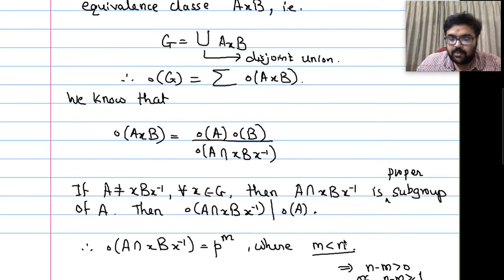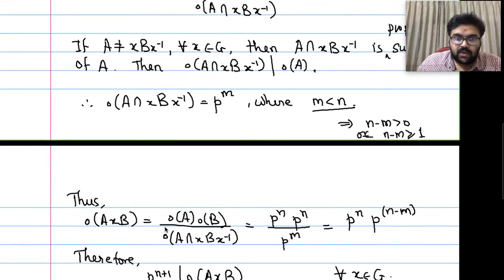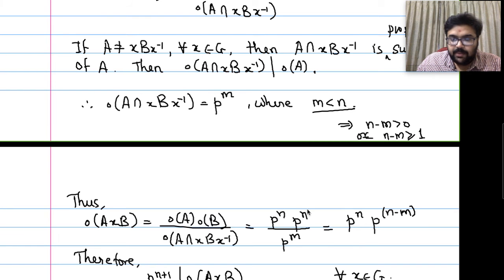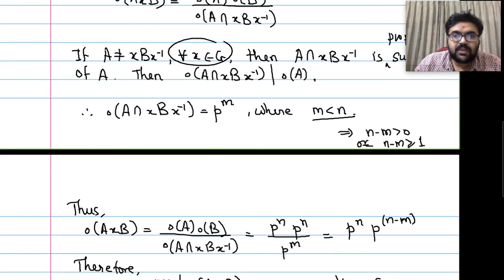And once it is a proper subgroup, its order divides order of A. So it is of some prime power. Order of A is nothing but p power n. So some prime power p power m, where m is strictly less than n. Okay, so it is because it is a proper subgroup. Then order of axb will be p power n times p power n upon p power m. So this p power n as it is, and then p power n minus m is greater than or equal to 1. So there are n powers already there, and this is at least 1 power. So I can say that p power n plus 1 divides order of axb, and this is true for all x because we assumed this for all x.